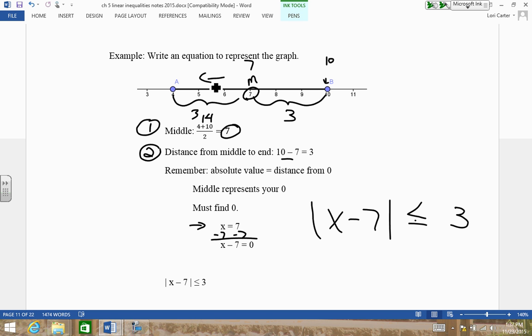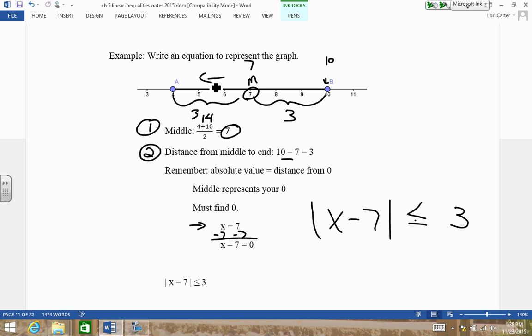Okay. Did you get the 10 for the highest number on the graph? Yep. That's what I did. Good? For the distance from the middle to the end, I picked the highest one minus the middle. Okay, next question.